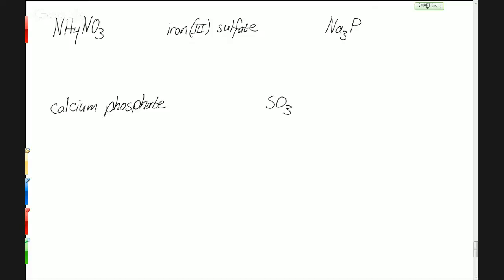All right, how'd these go? Maybe okay? All right, let's see how you did. NH4NO3, what are you gonna call that one? Yeah, good. Ammonium nitrate. So this one looks like a covalent compound because it's made up of nitrogen, oxygen, and hydrogen.